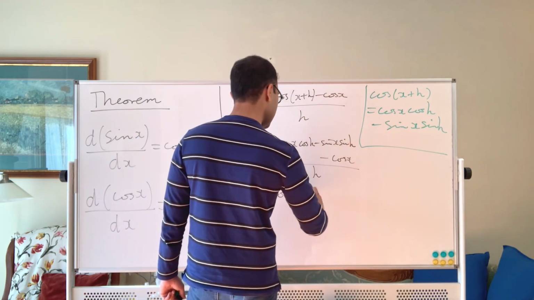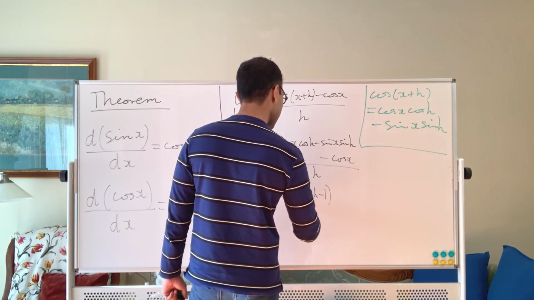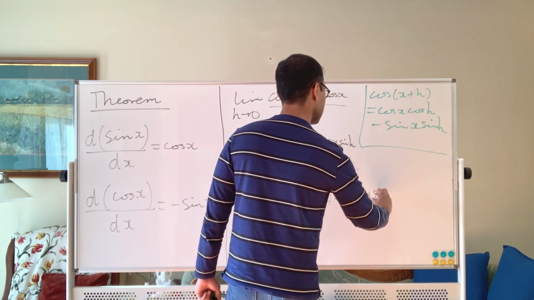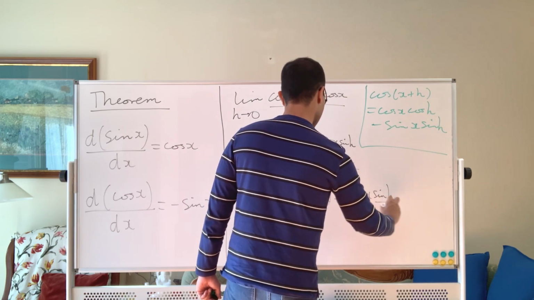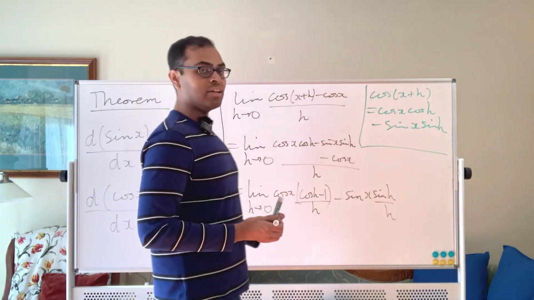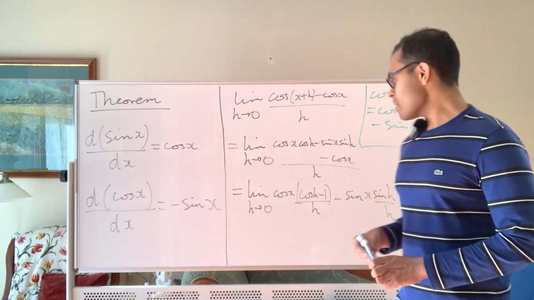So times cosine h minus 1 divided by h. If you factor out the sine x, you get sine x times sine h divided by h. Okay, so that's going to be the limit, and now you can find out each limit separately. Again, you could split it up into two limits.